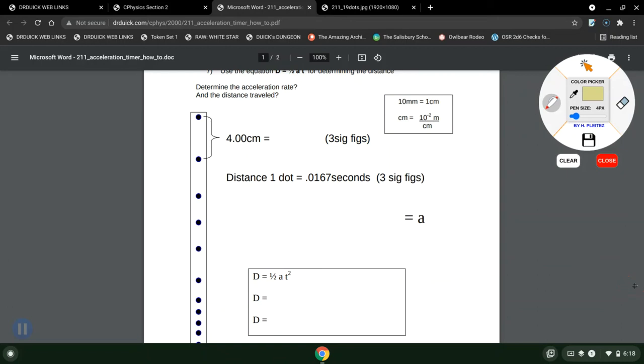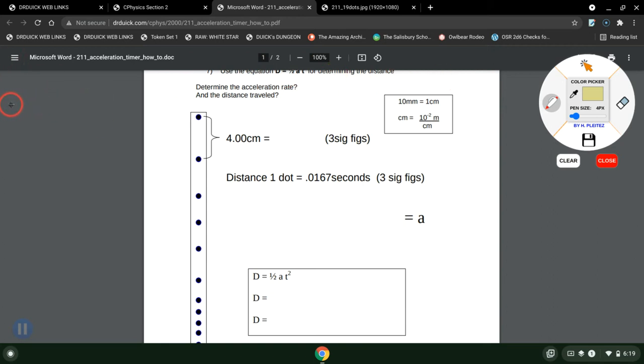This is the acceleration timer using a paper timer. I'm going to show you how to do the calculations for this. This is one method for determining acceleration and the height, or distance, something falls. To start off, there's a series of calculations we're going to do. I'm going to put the equations up.